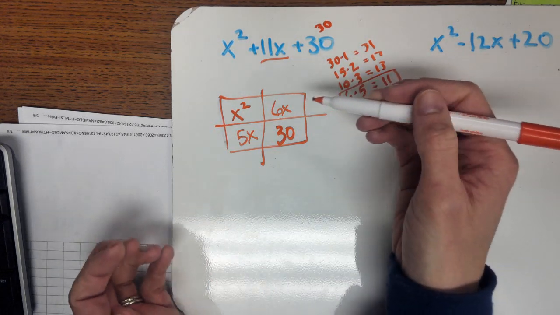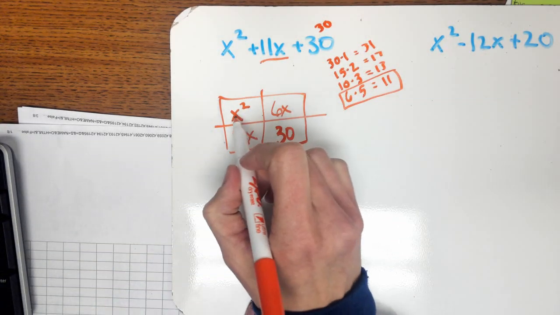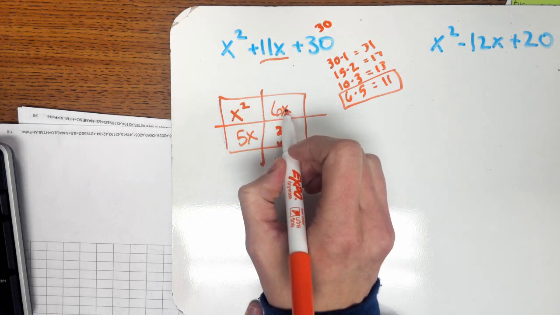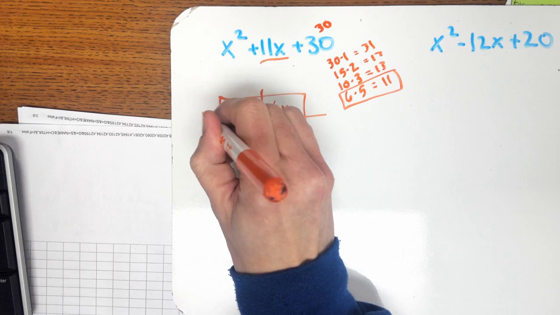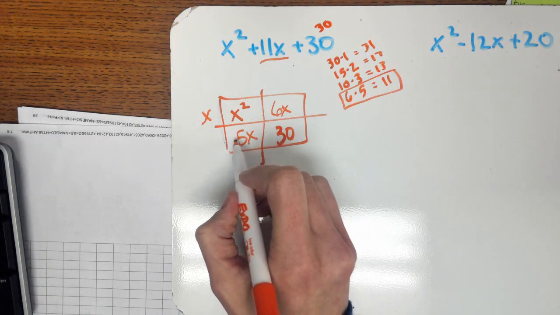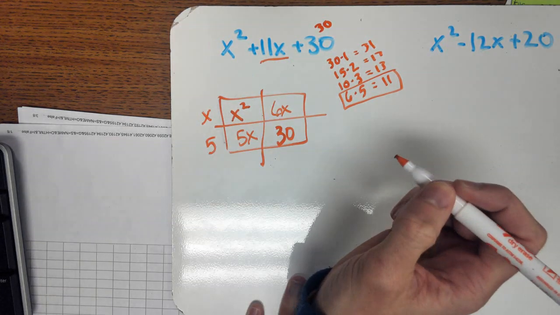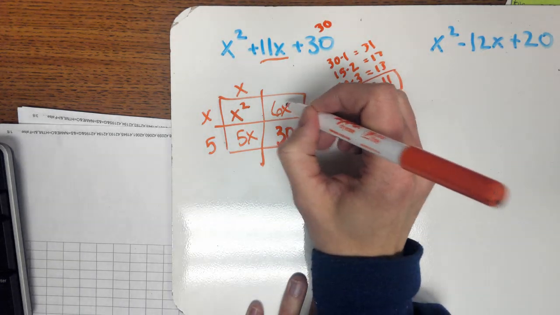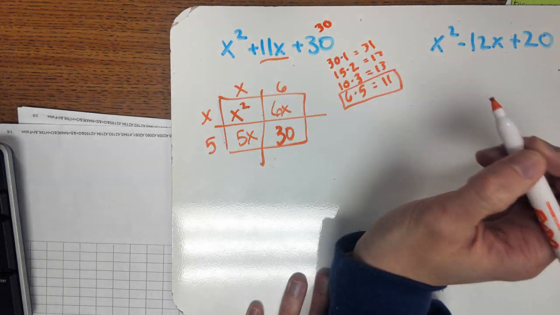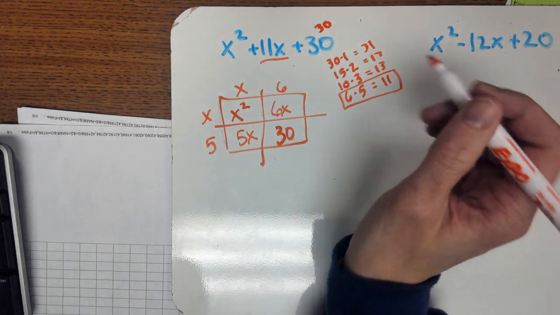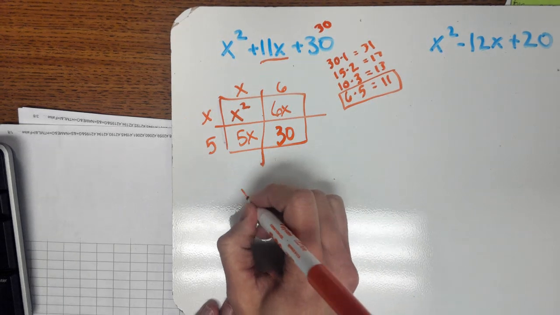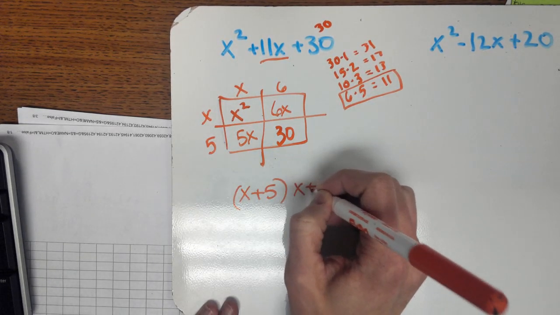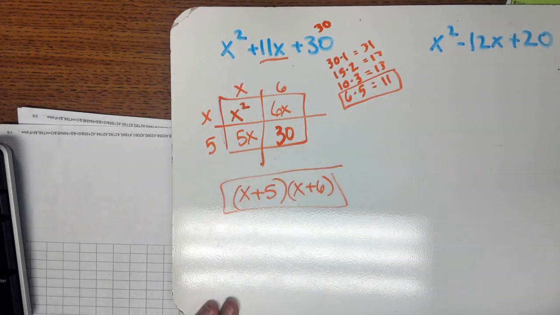And then to actually factor, we just find the greatest common factor between the rows and columns. So if we go across, x squared and 6x, the GCF would just be x, and we write that on the outside. 5x and 30, the GCF would be 5. x squared and 5x, the GCF is x. And then 6x and 30, the GCF is 6. And then your final answer, you go along the sides and the top and you say, okay, x plus 5 is one factor, and then x plus 6 is the other, and you're done.